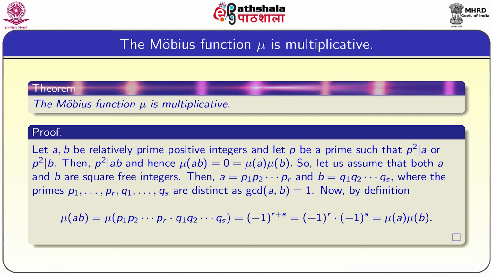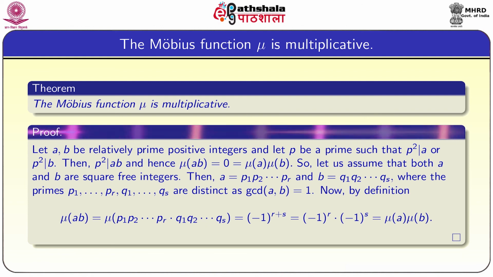So, the theorem: the Möbius function mu is multiplicative. The proof goes like this: let a, b be relatively prime positive integers and let p be a prime such that p square divides a or p square divides b. Then clearly p square divides ab. In that case mu of ab is equal to 0, which is also equal to mu of a into mu of b. It is because if p square divides a, then mu of a is 0, and if p square divides b, then mu of b is 0. So, mu of ab equals mu of a into mu of b.